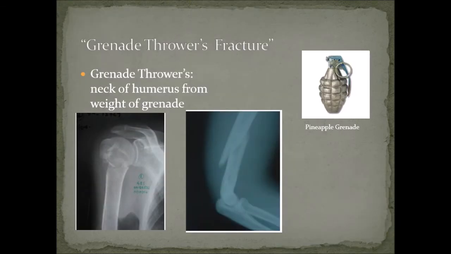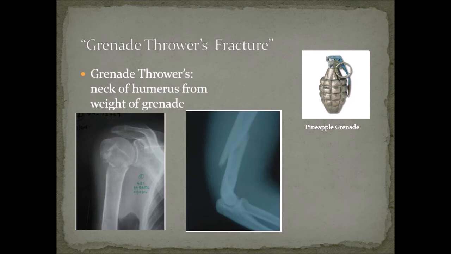Grenade thrower's fracture happens to the upper arm, and of course it's associated with throwing a grenade. There's a long story about this, but it's known as a spiral fracture. It breaks in a spiral form up the long bone here. There's another spiral fracture that's common in accidents, which is associated with the lower leg bone.